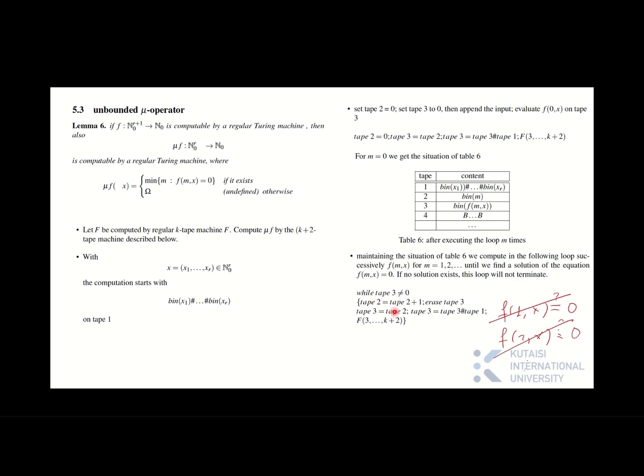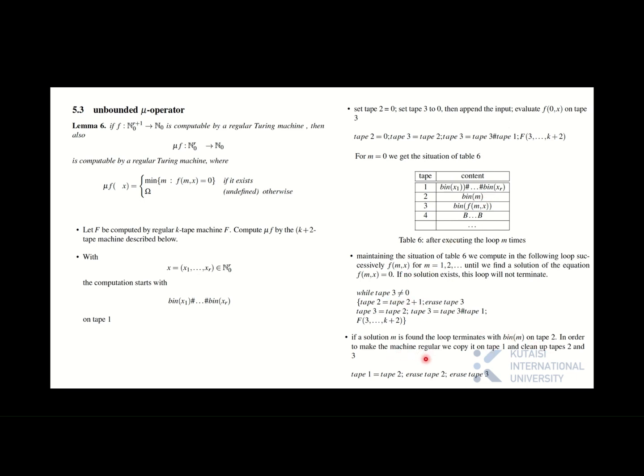If tape 3 is 0, this while loop will terminate, and if a solution M is found, the loop terminates with the solution on tape 2, because you're writing down M at every point on tape 2. In order to make the machine regular, you bring that M to tape 1, so tape 1 becomes tape 2, you erase tape 2 and erase tape 3. But if this while loop never terminates, meaning it never finds the solution, this is always non-zero, this Turing machine continues to work and this function is undefined.